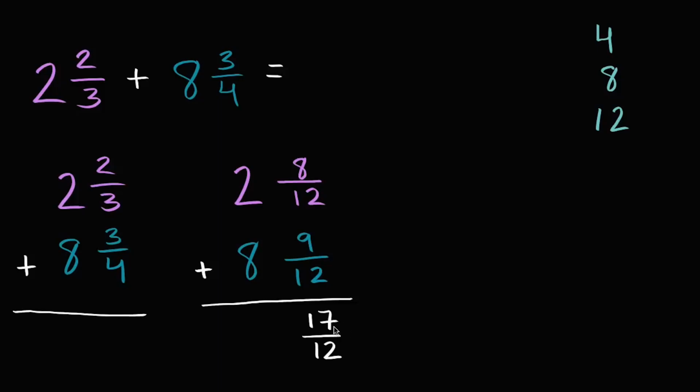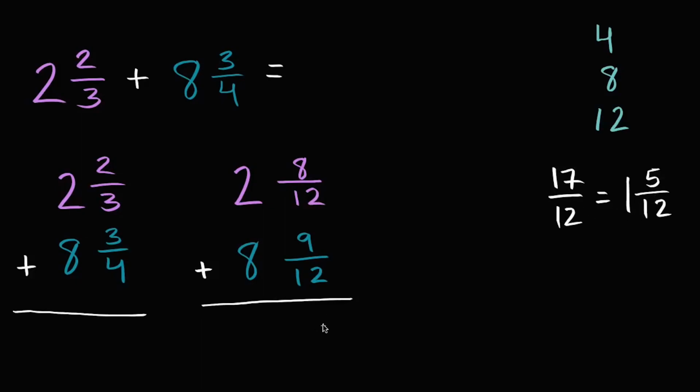We can rewrite this as a mixed number. Let me make it clear: 17/12. So put it right over here. 17 over 12 is the same thing as 1 and 5/12. How did I figure that out? 12 goes into 17 one time, and then I still have 5 left over. 17/12 is the same thing as 1 and 5/12.